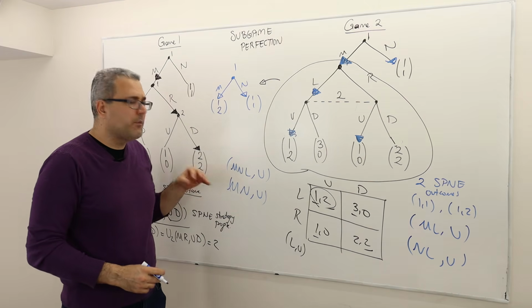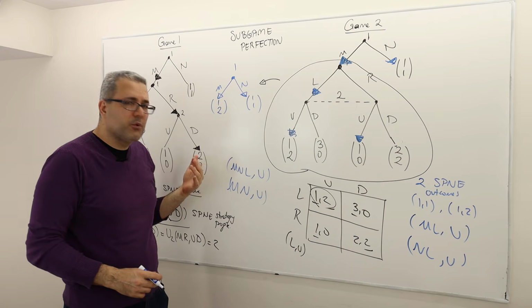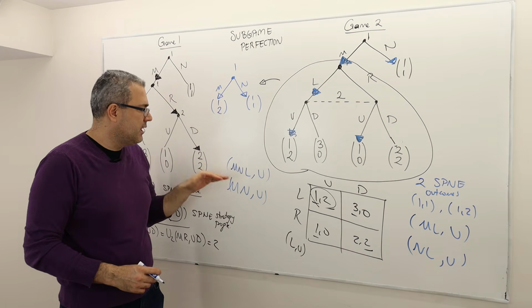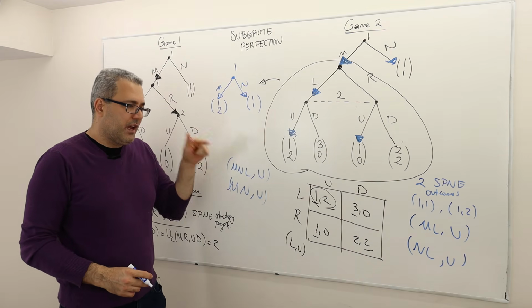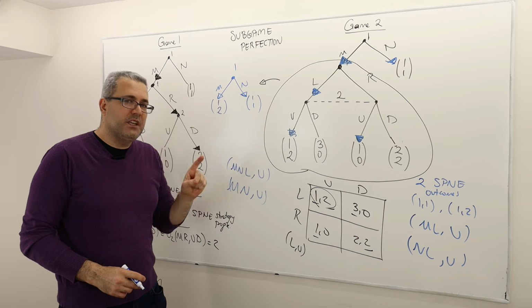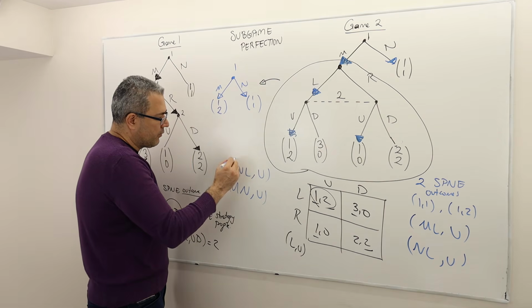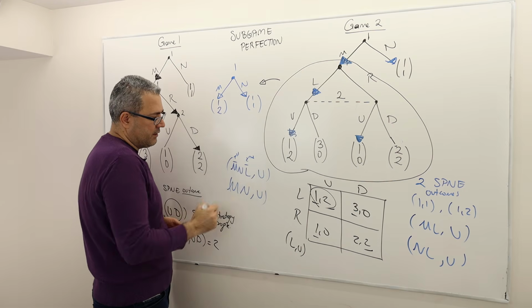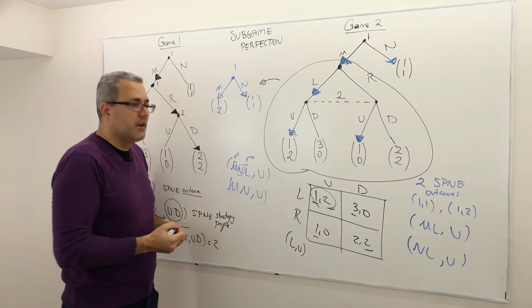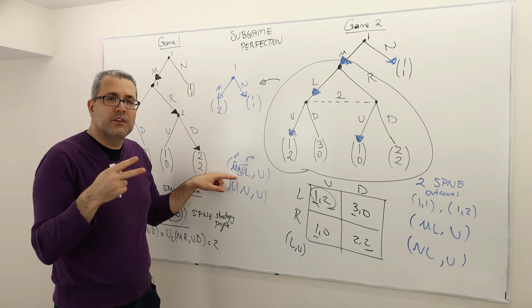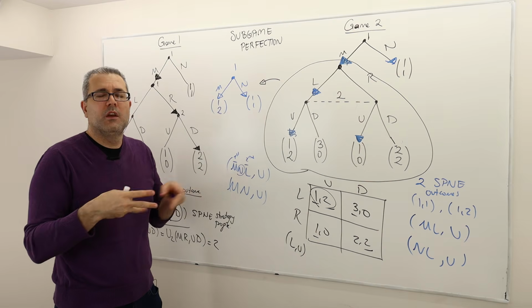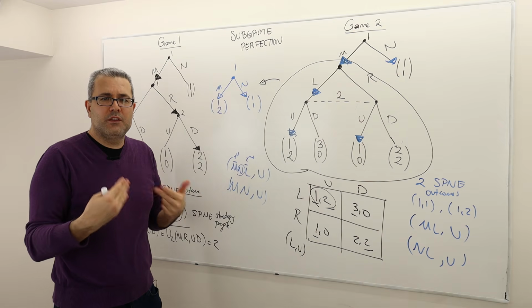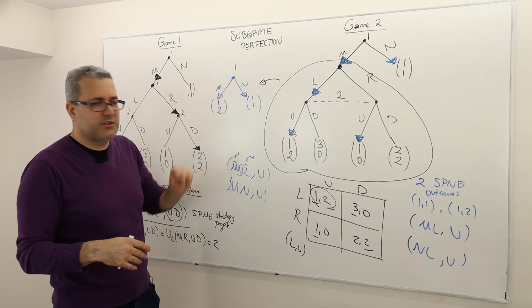Why? Because once again, this contradicts the definition of strategy. A strategy is an action, one action for each decision node. So this is for the first decision node. This is for the second decision node. But what the heck is this? So here you're putting two actions on one decision node, which is a violation of the definition of strategy. All right, so this is not a strategy.